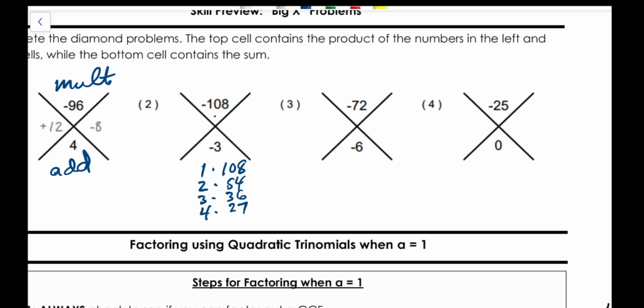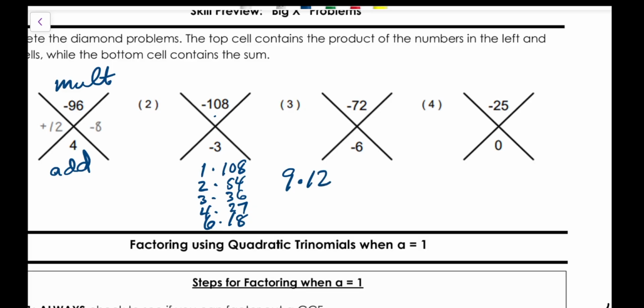And so let's keep going. 5 doesn't go in there evenly. 6. I don't think 6. 6 will. 108 divided by 6. And that's 18. Let's see, let's keep going. 7, 8, 108 divided by 8. No, that doesn't go evenly. 9, that'll go, 108 divided by 9. 9 and 12, 9 times 12.